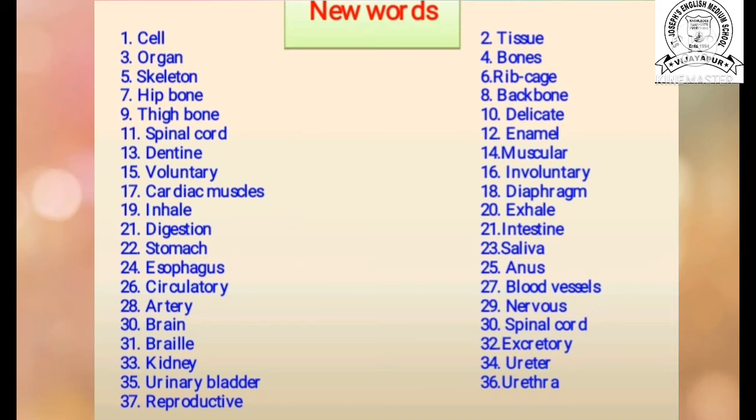The 37th one is the reproductive system. It is the 8th organ system, which is responsible for reproduction or producing young ones. It is very important for the survival of living things.